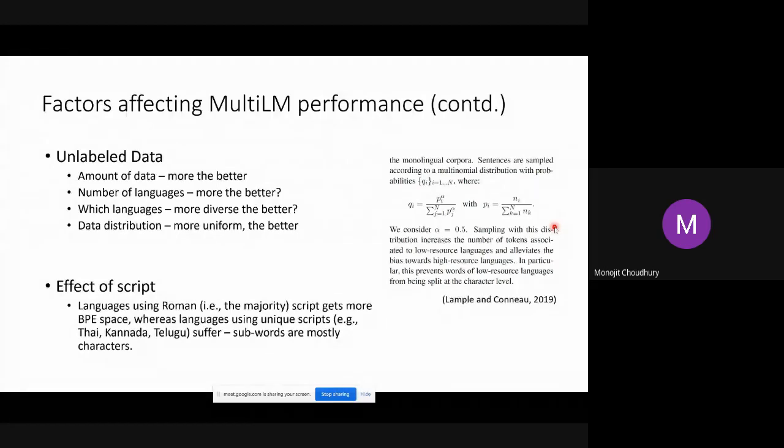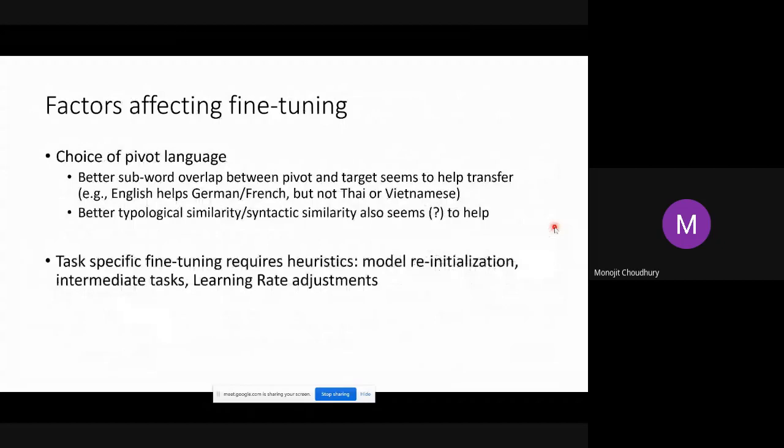What else? Choice of the pivot language. Okay, so let me tell you, I didn't define what a pivot language is. We have been talking about fine tuning, right? We have been giving English as an example of fine tuning. So you could choose any language in which you have labeled data for fine tuning. This language is typically called a pivot language. Of course, you can also fine tune with multiple pivot languages if you have labeled data from multiple languages.